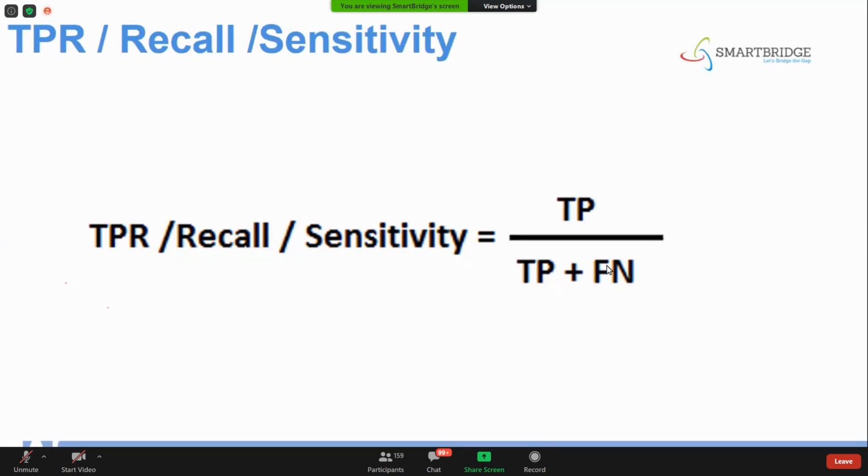From where are you getting these values now? TP plus FN. You're getting that from the confusion matrix. So you know the true positive values, you know the false negative values, so you can calculate the TPR. True positive rate is the rate of positiveness in the data set: true positive divided by true positive plus false negative.